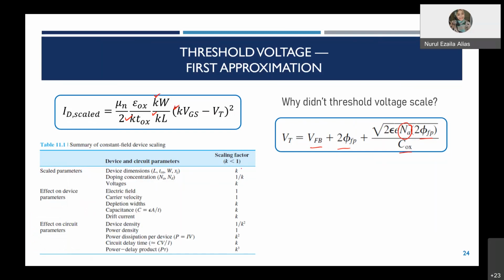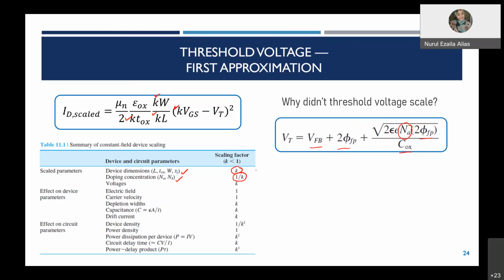All right. So Table 11.1 shows the summary of the constant field scaling. In this table I listed out the scaling parameters and also the device parameters. The device dimensions like L, Tox, W, and XJ are usually multiplied by K. However, the concentration will be multiplied by 1 over K, and so on.